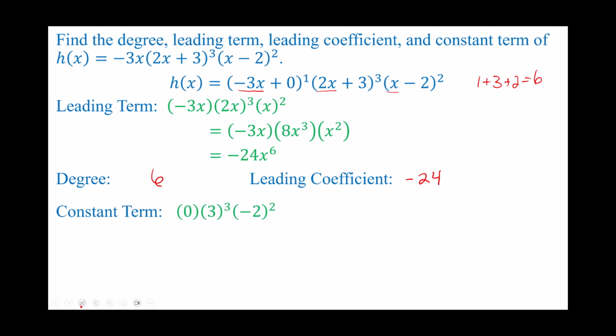The constant term would be our polynomial if x is 0, what are we left with? So we have 0 times 3 cubed times negative 2 squared, which gives us 0 times 27 times 4, or 0. So that means if we were to expand all of this out, we would not have a constant term written. We'd have a plus 0, which we wouldn't need to write down.